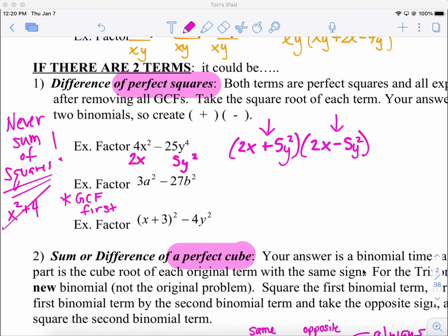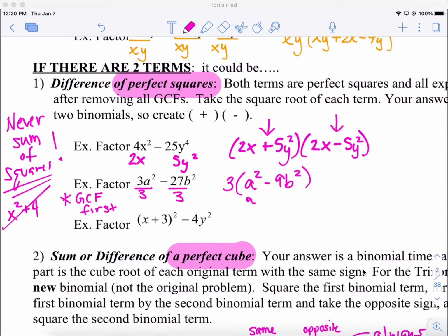First step you're always supposed to look for is a GCF. So you cannot just jump to perfect squares or perfect cubes unless you have checked for a GCF first. Okay, so in this case, both of these have a 3 in common. So I would break it apart. 3, I'm left with a squared minus 9b squared. And now because of that, both of these can be square rooted. It is also a difference because there's a minus sign in the middle.